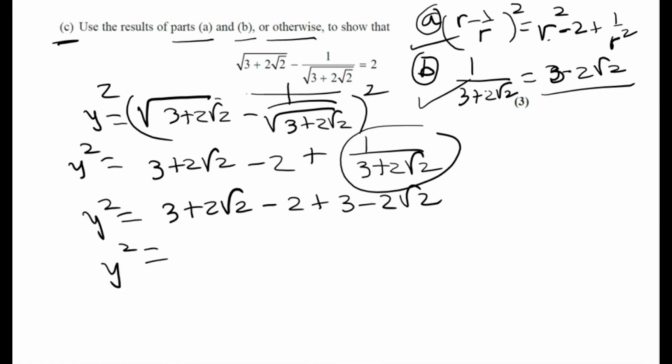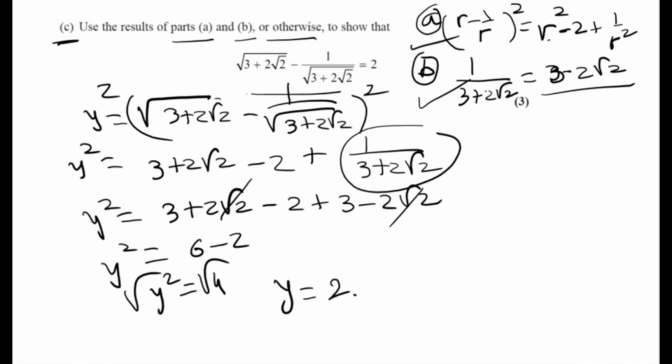So simplify. 2 root 2 will get cancelled. 3 plus 3 is 6, minus 2. So y squared is equal to 4. So take the square root of both sides because I need y, which is equal to 2. So I proved y is equal to 2. So this is our answer.